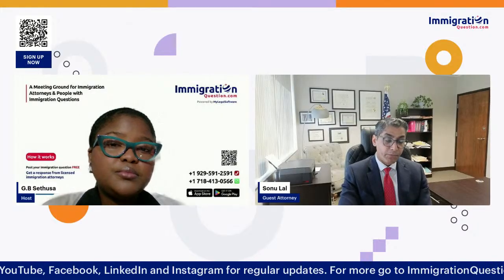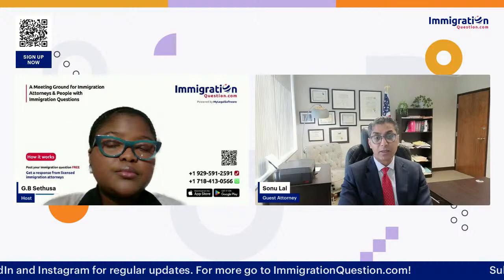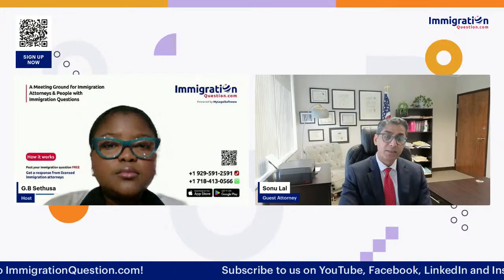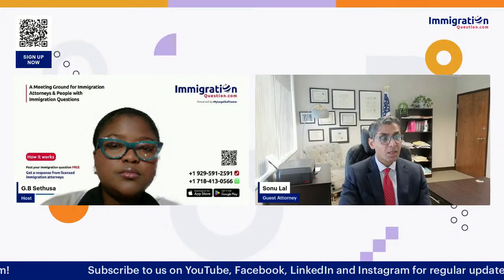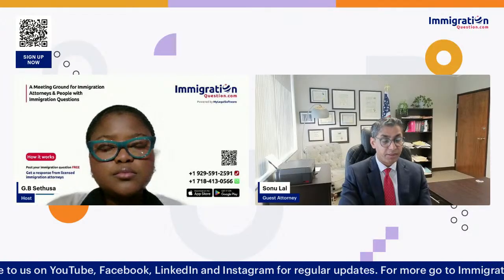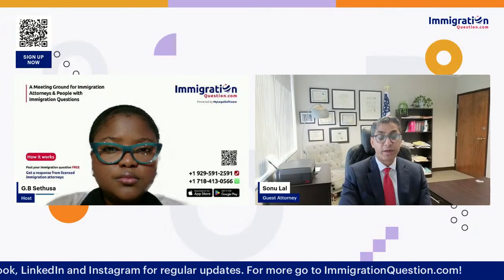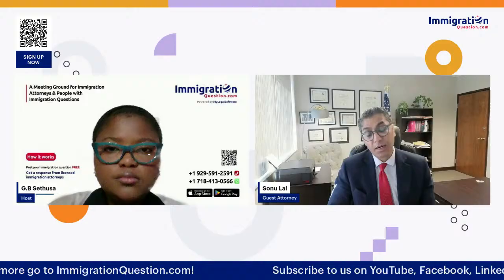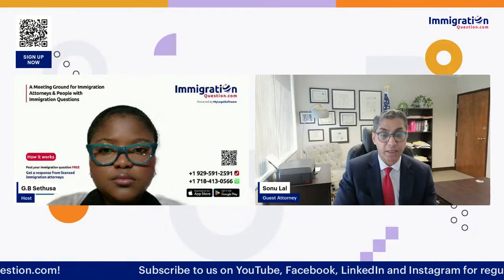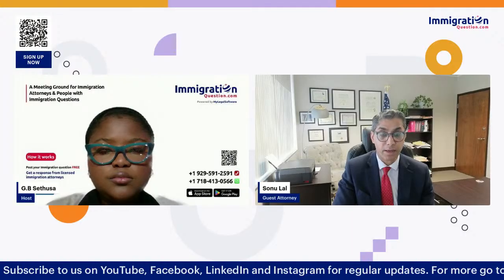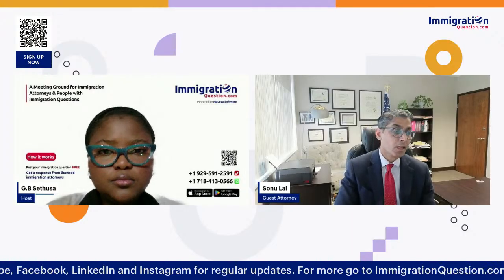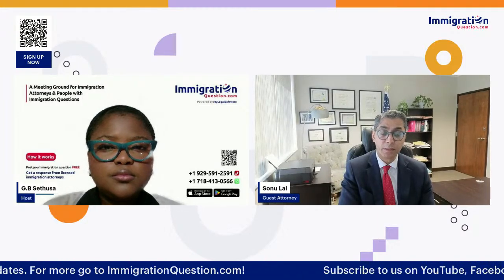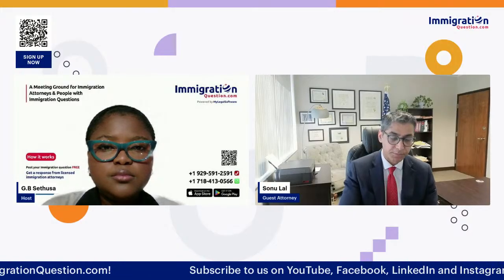Okay, so first understand the relief of cancellation of removal is only available when someone is in immigration court. And what is that relief? Essentially, your qualifying relative, in this case your child, will suffer extreme and exceptional hardship if you were to be removed. But under US immigration law, the definition of child is that the child should be under 21 at the time the relief is being granted.